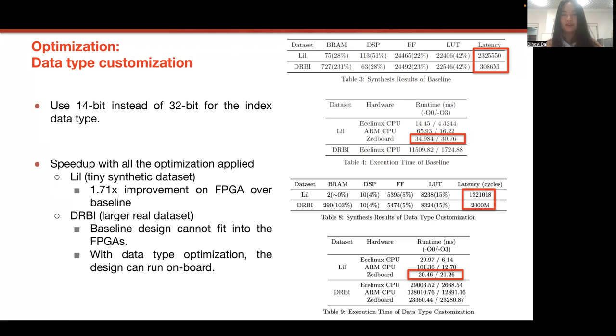But actually we are not outperforming the CPU baseline. And that is because we haven't successfully implemented the parallelism execution, which will be introduced in the next slide.